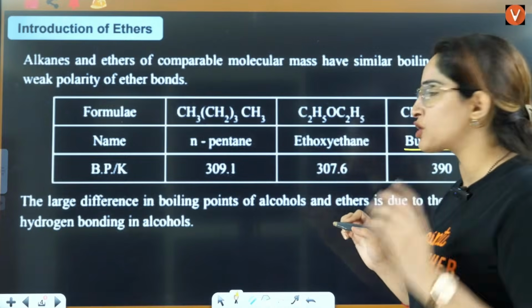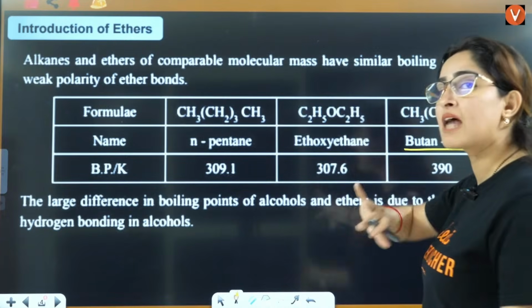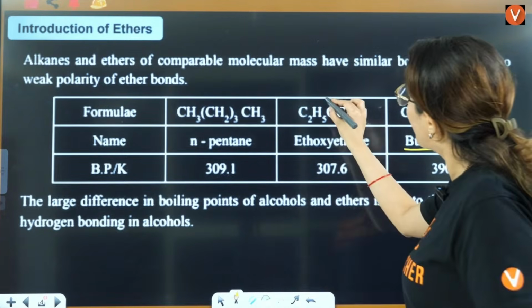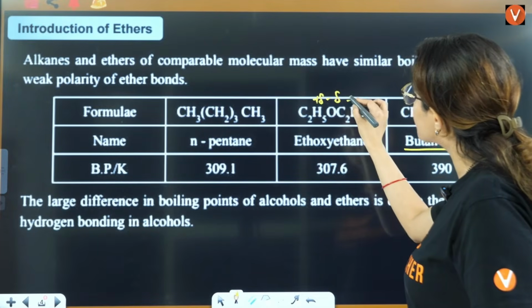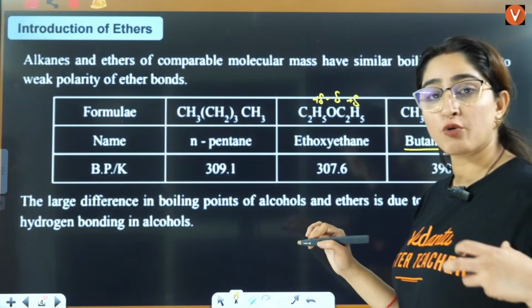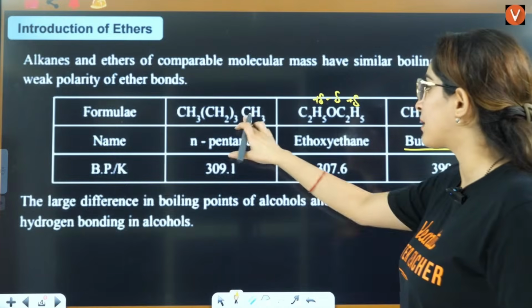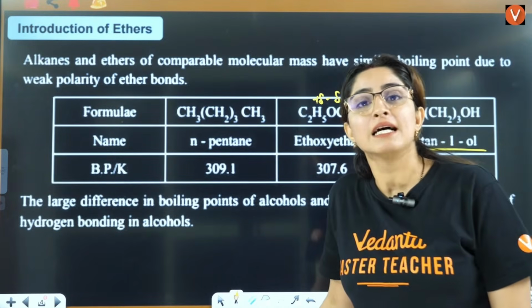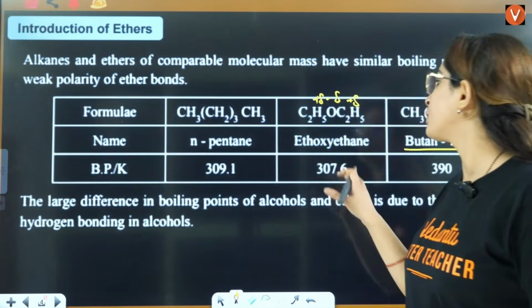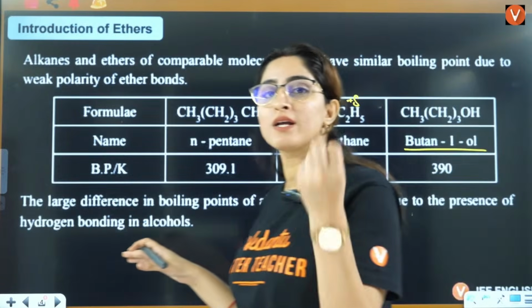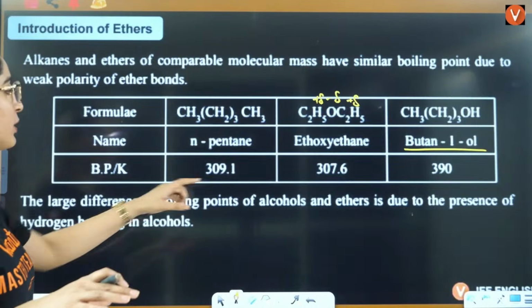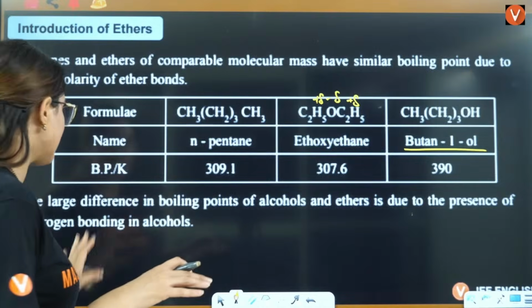due to hydrogen bonding. Then you have ether, which has dipole-dipole interaction. There is still polarity, that is why the dipole-dipole interactions are going to be stronger as compared to alkane, right? That is the reason you will have a higher boiling point as compared to the corresponding alkane, right?